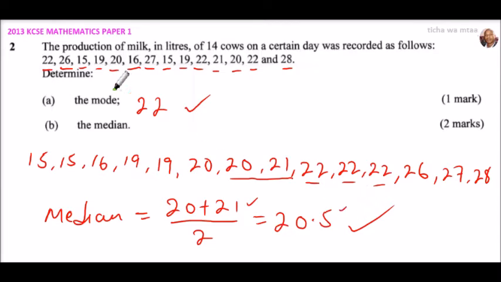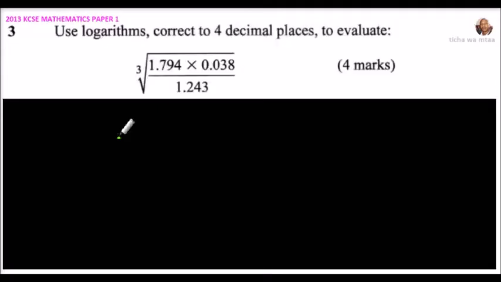So that's how we work out that question. Question number 3. Use logarithm correct to 4 decimal places to evaluate. In this question, in Form 2 you are taught how to use logarithm. Although you have a calculator, you don't use a calculator, because the examiner will be looking at how you have applied the logarithm to be able to work out this.